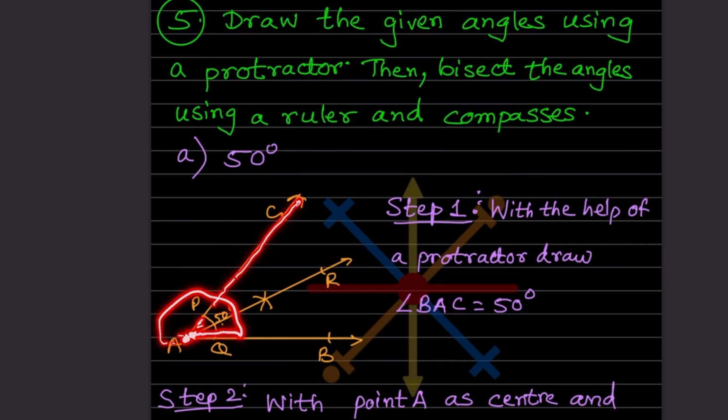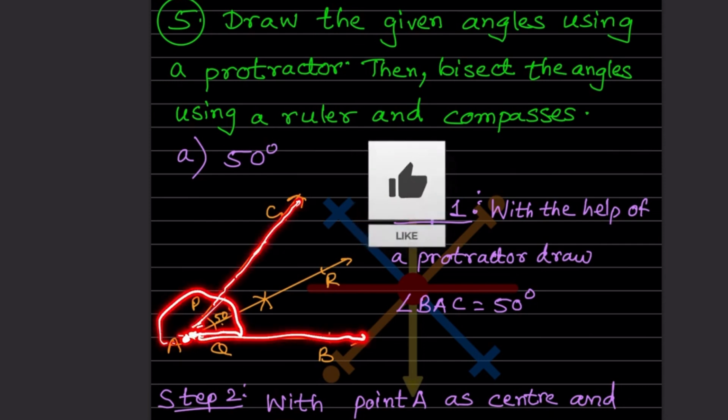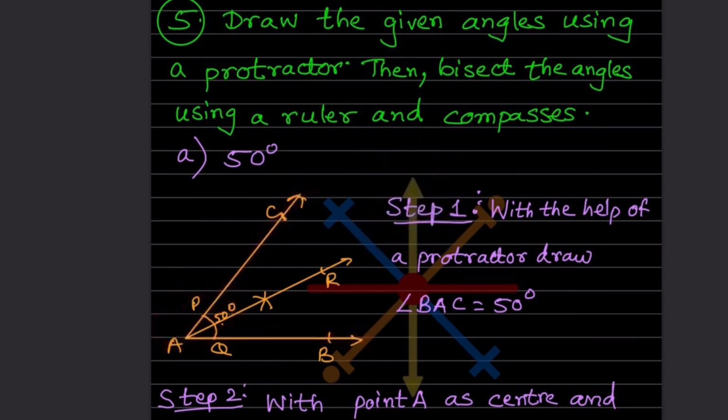First you are going to draw this line, then you put the protractor like this and join this and this. The point is going to be here somewhere. This will be 50 degrees. So you mark this angle, whatever we got, that is 50 degrees. That is BAC. Now what will you do?